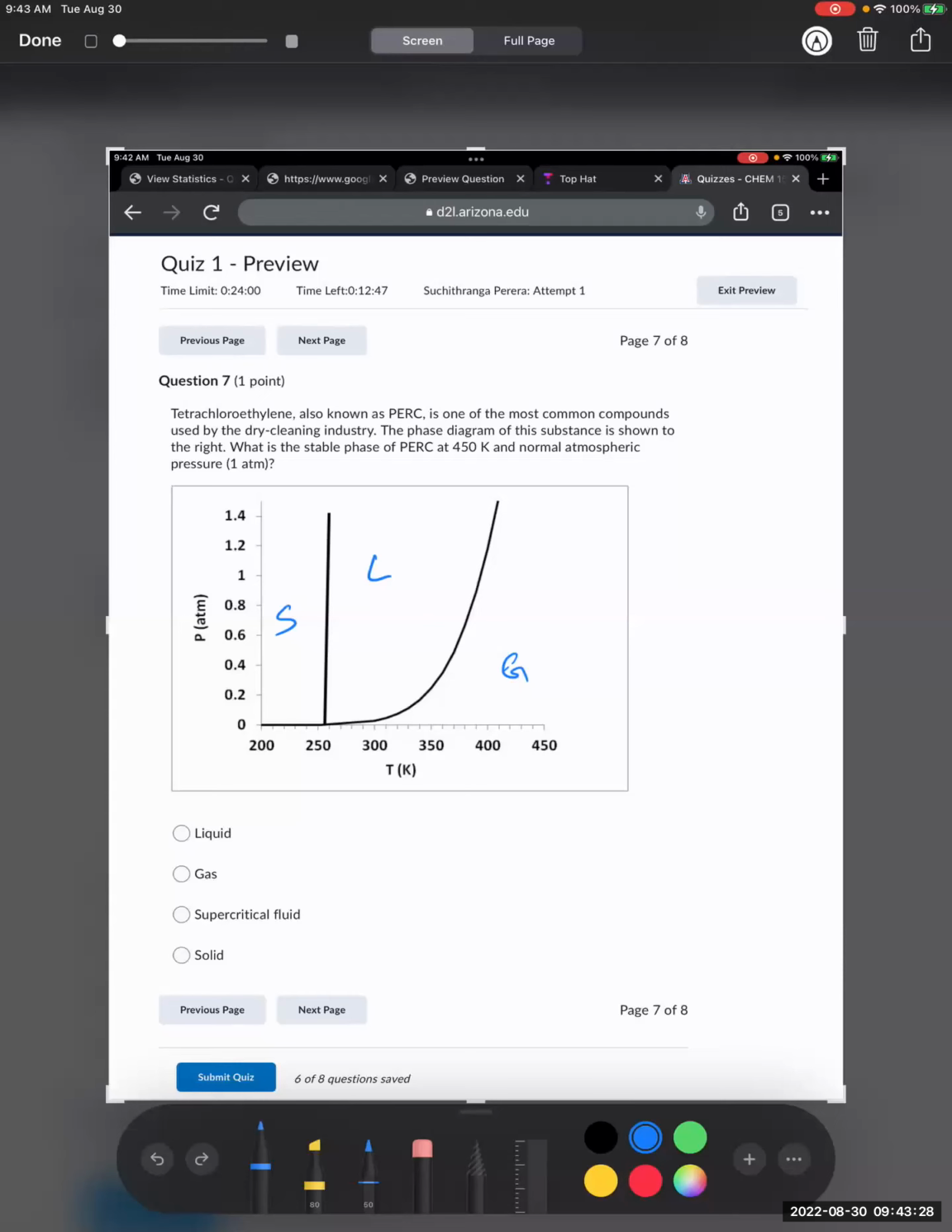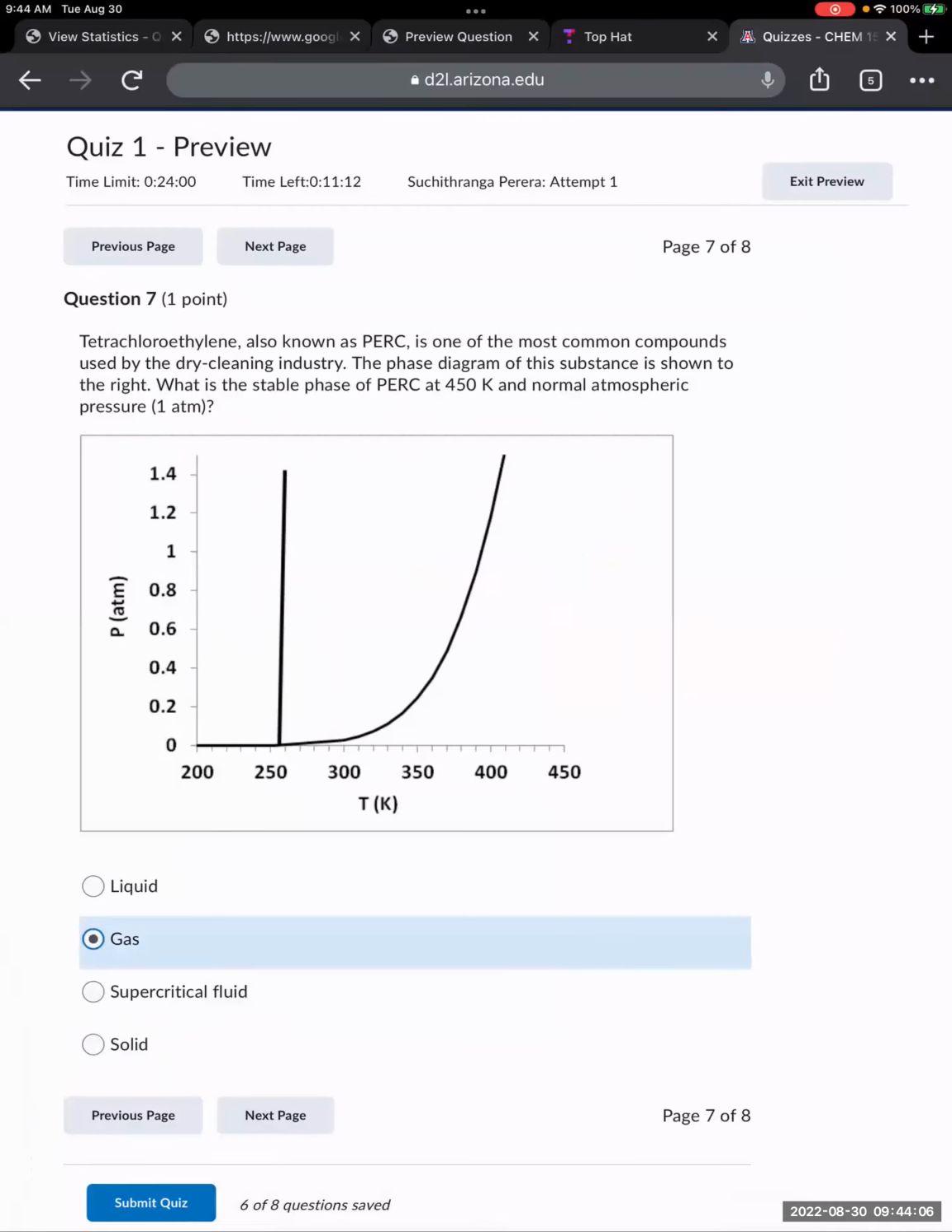What is the stable phase of PERC at 450 K and normal atmospheric pressure, 180 m? You know, normal is 180 m. Okay, so if we just try to mark them, so normal means 180 m, and then 450 is somewhere around here. So I would say we are around this region over here. Okay, clearly at 450 K and 180 m, it's in the gas phase. So we would select gas phase over here because this point is in the gas phase side. Okay, now let's select that.